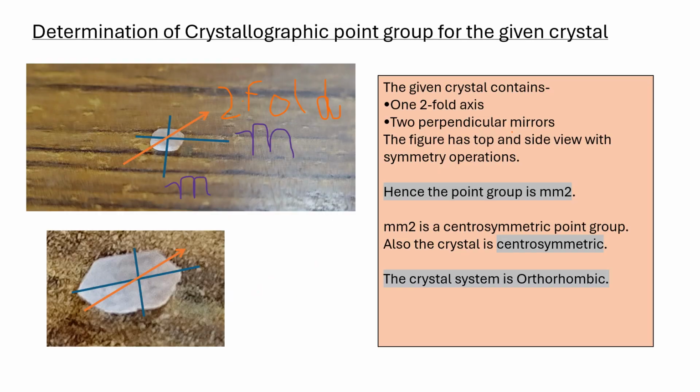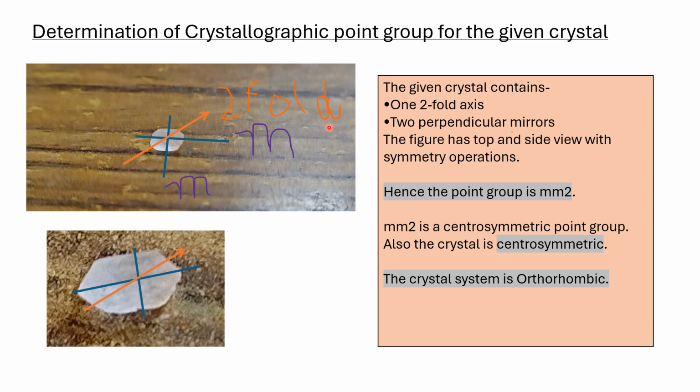And the second part of the assignment contains determination of the crystallographic point group for the given crystal. We were given a crystal and we had to find out what the crystallographic point group of the given crystal is. Actually, after analyzing the crystal, we found that it contains two perpendicular mirrors that we can see over here, this one and this one, right? And a two-fold axis perpendicular to these mirrors, right?